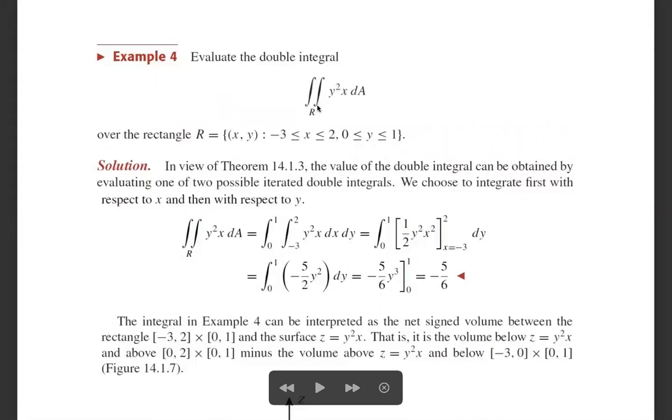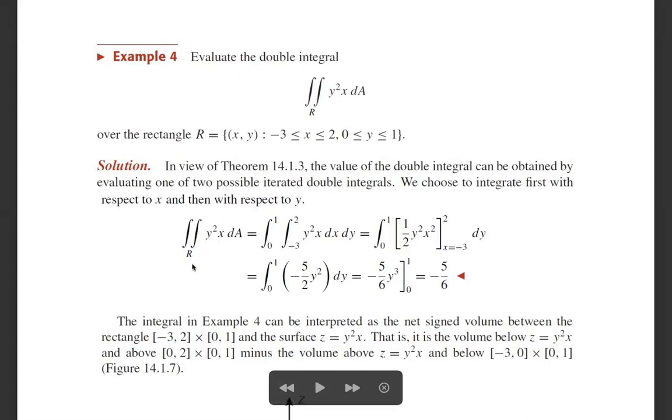So, the double integral over the rectangular region R is defined by x varying from minus 3 to 2, y varying from 0 to 1. So first we'll integrate the function y square x with respect to x, with the limit of integration minus 3 to 2. Then it will be a function of y. Then we will integrate that function of y with respect to y, with the limit of y equal to 0 to 1.